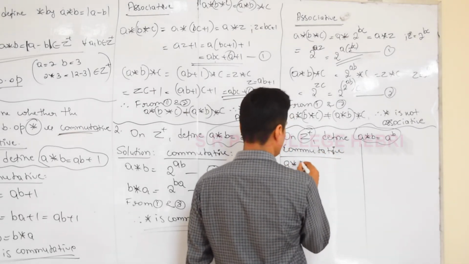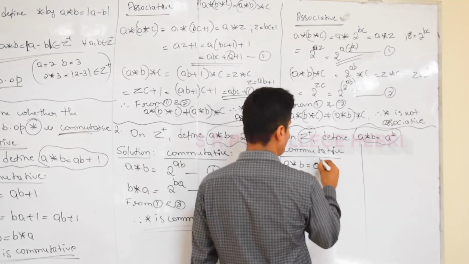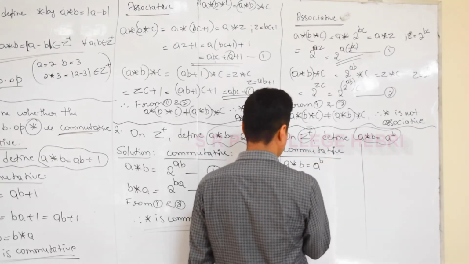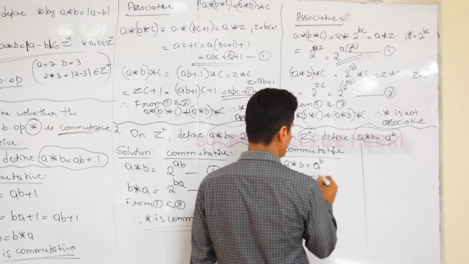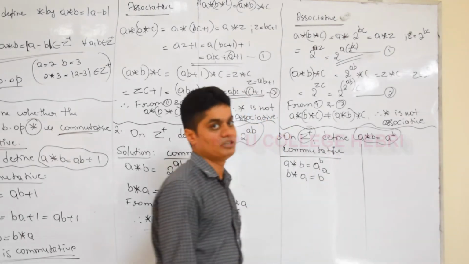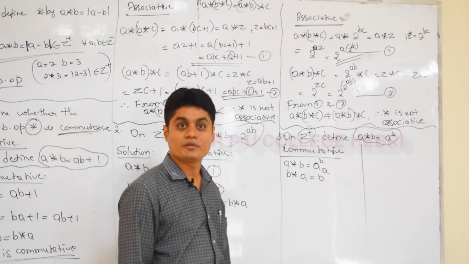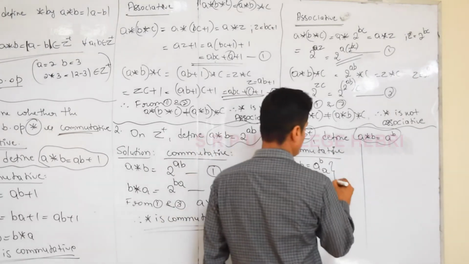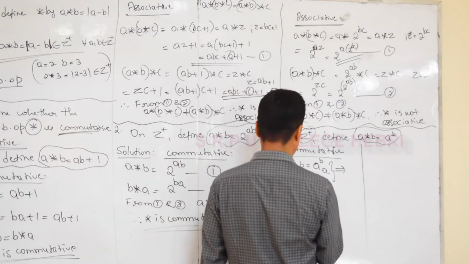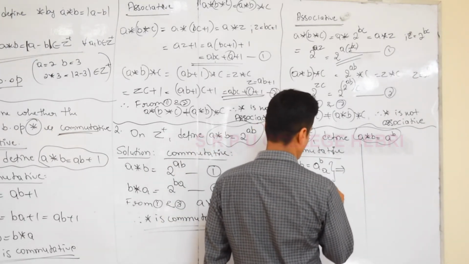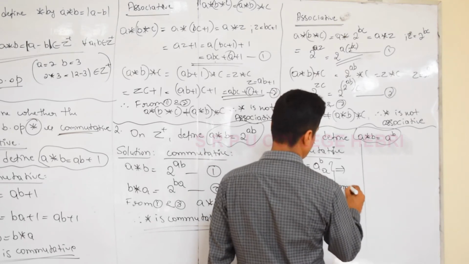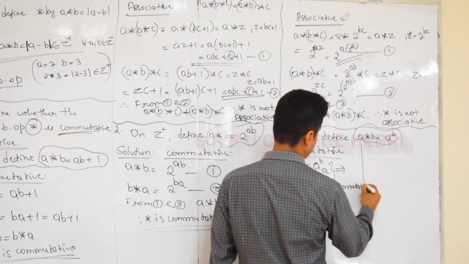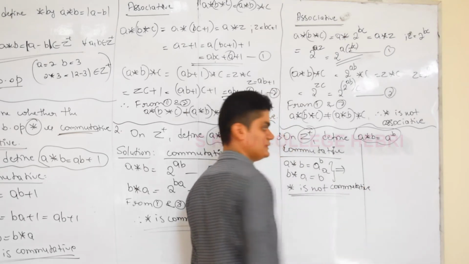A star B is equal to A to the power B, correct? B star A is equal to B to the power A. Whether they are equal? Is 2 power 4 equal to 4 power 2? Definitely not. So from these two, what can we write? Star is not commutative. Is it understood? So star is not commutative.